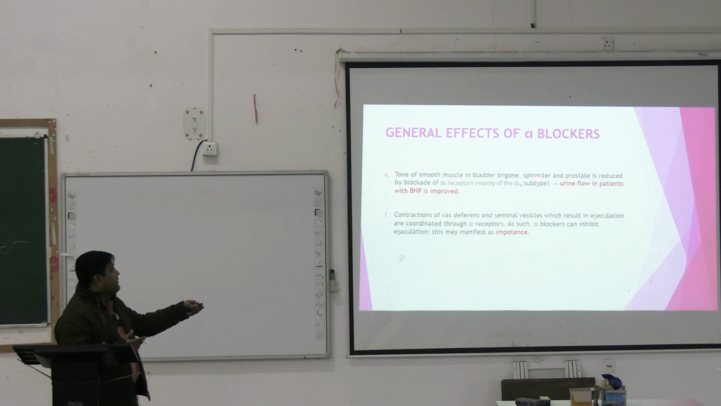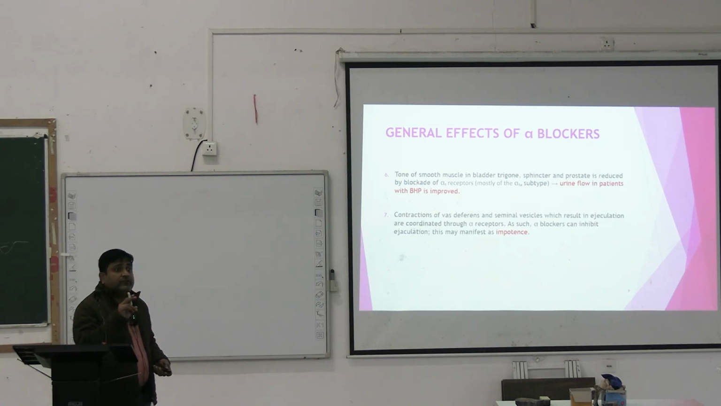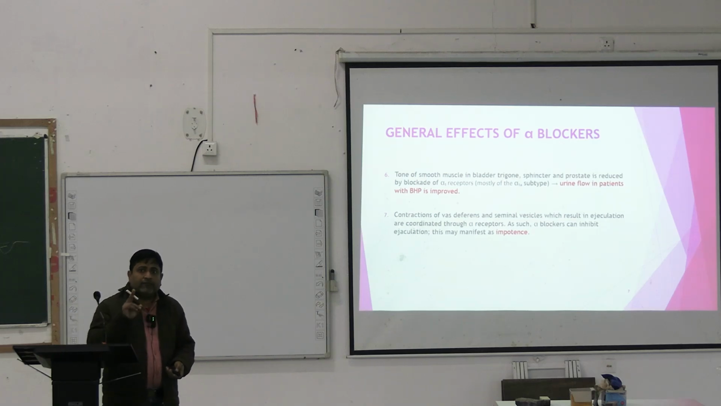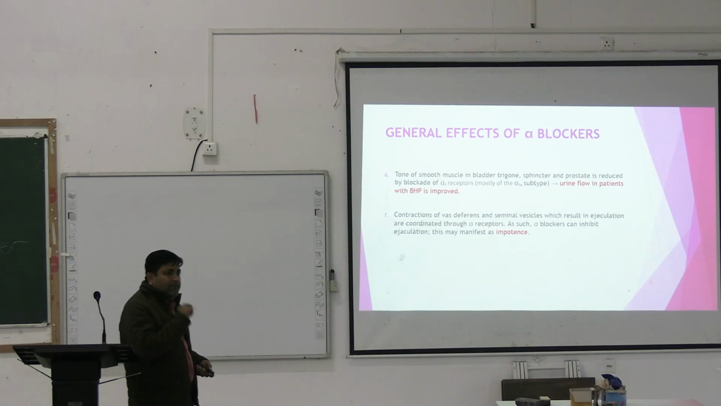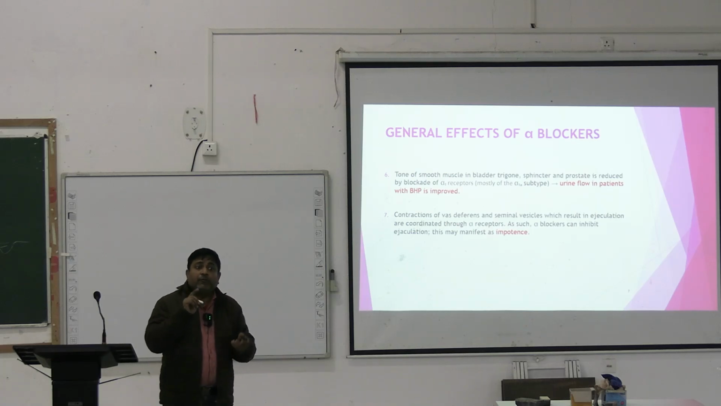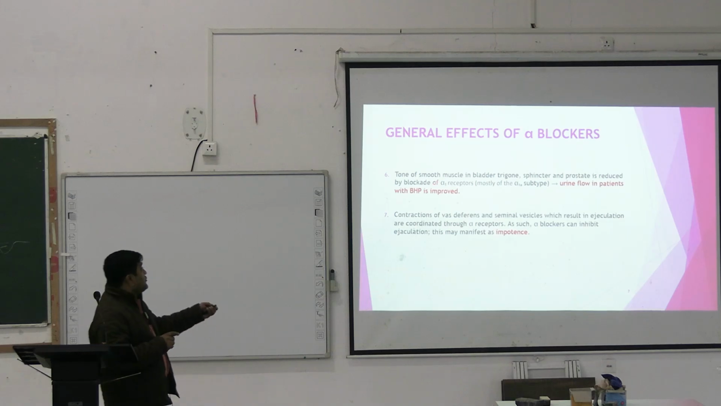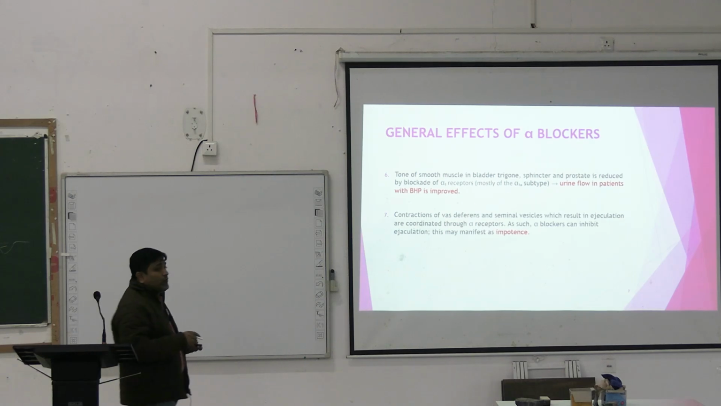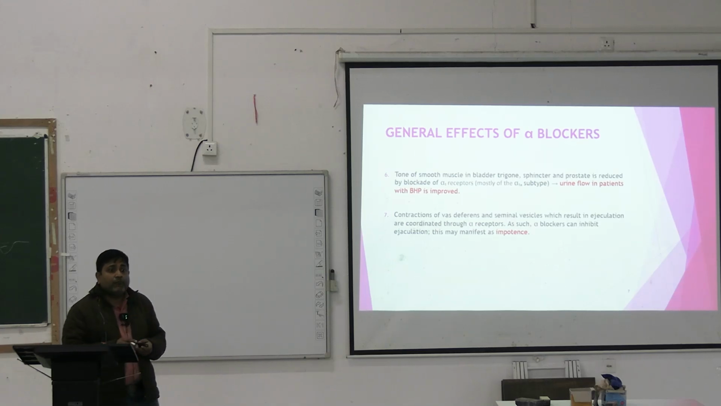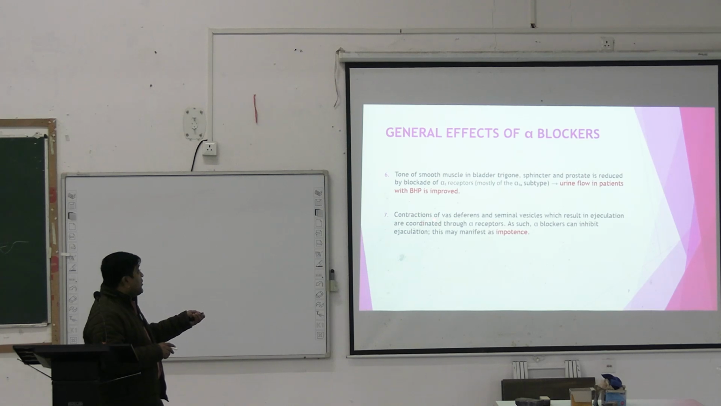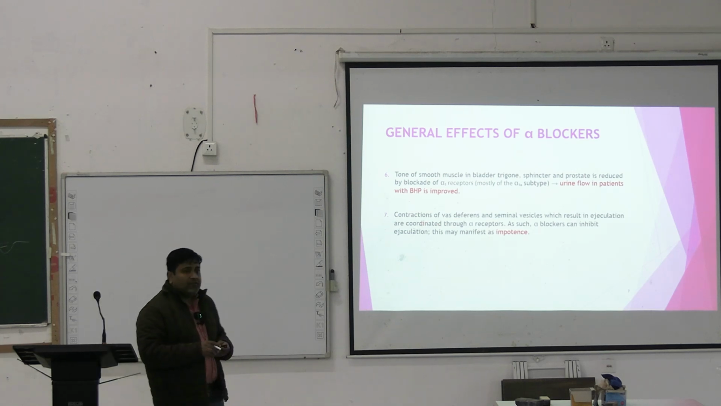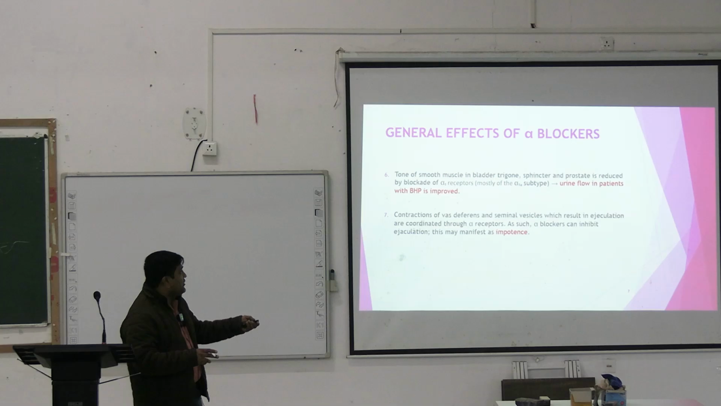Now blockade of the alpha 1 receptor, mostly of the alpha 1A type. There are many subtypes, alpha 1A, alpha 1B, 1C, 1D. In the prostatic tissue and in the bladder base, alpha 1A is predominantly present. So with blockade of alpha 1 receptors, mostly of alpha 1A subtype, urine flow increases in patients of benign hyperplasia of prostate. Now, next, contraction of vas deferens and the seminal vesicles are responsible for ejaculation.